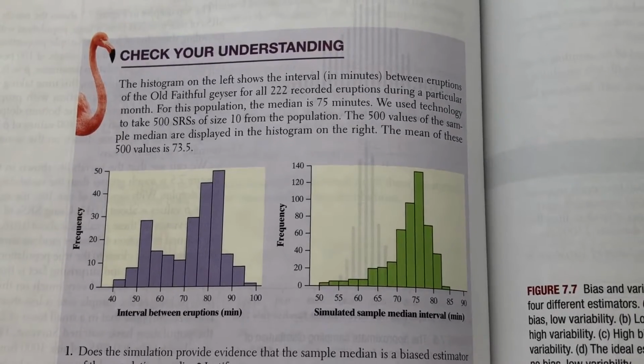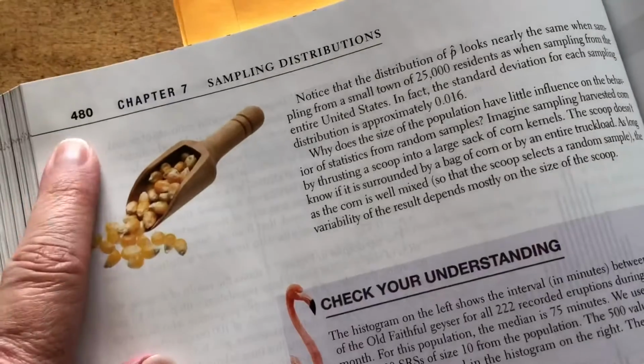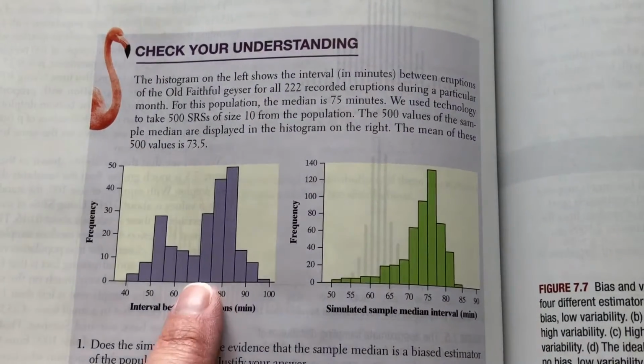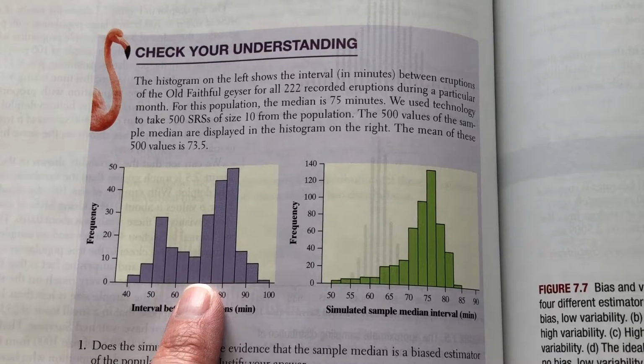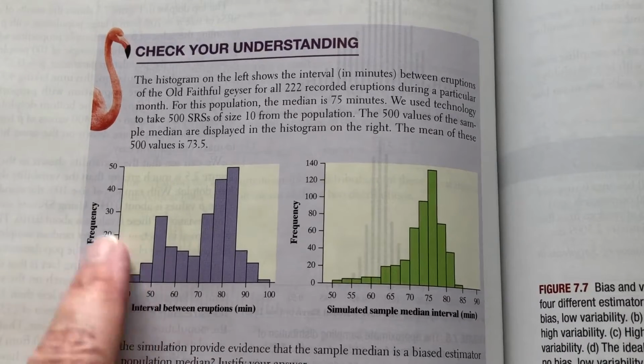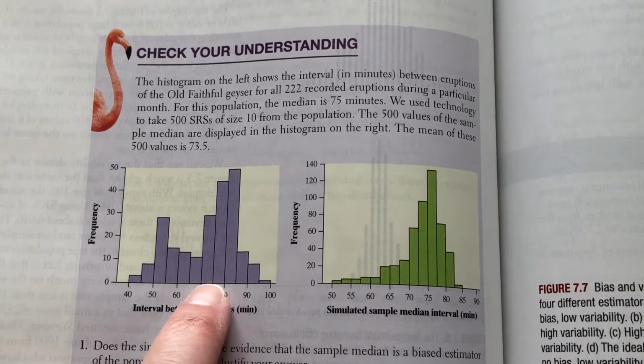All right, we're gonna do the check your understanding on page 480. A histogram on the left shows the interval in minutes between eruptions of the Old Faithful geyser for all 222 recorded eruptions during a particular month. For this population, the median is 75 minutes, so right about there.